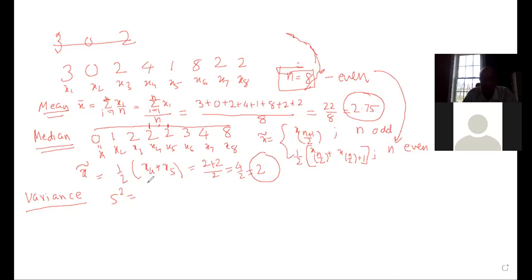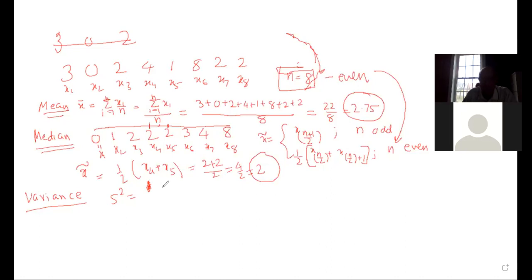S square is equal to summation. Oops, sorry. Again. Okay. I don't know where that started. That's fine. I will change the color later on.